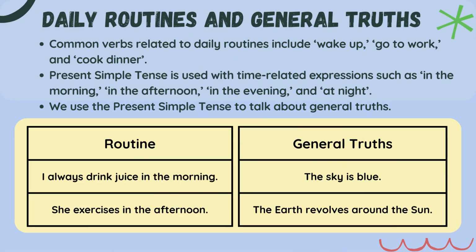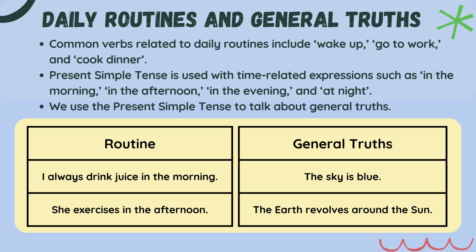Here's a closer look at using the present simple tense to describe daily routines and general truths. Common verbs related to daily routines include wake up, go to work, and cook dinner. Present simple tense is used with time-related expressions such as in the morning, in the afternoon, in the evening, and at night. We also use this verb tense to talk about general truths.